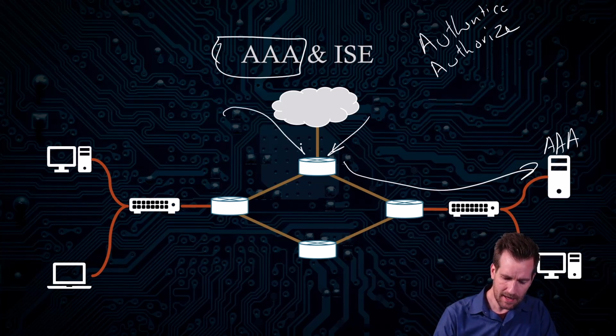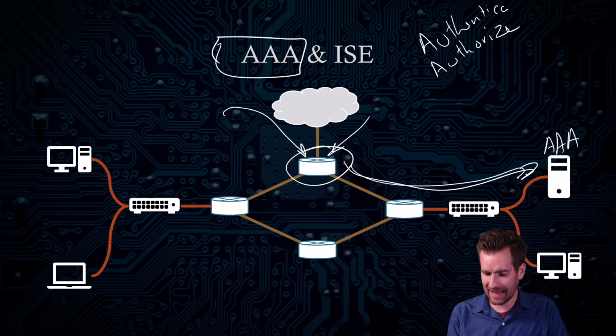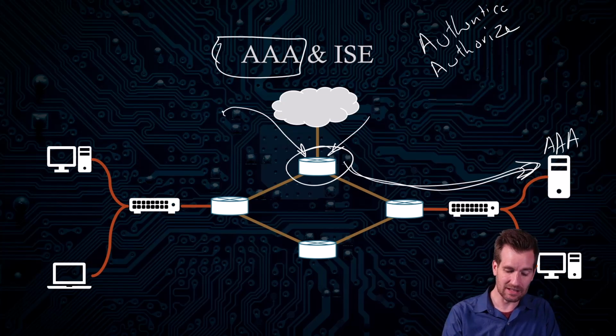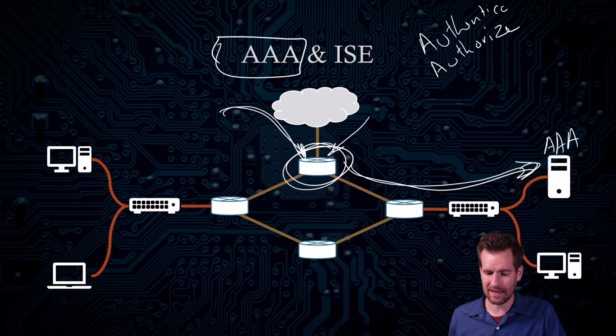So if somebody tries to log on to this device right here, it may go and authenticate them and then say, yes, this is this person's identity. But the second question is, are they authorized to be on this device? Can they be on this device? Do I allow them to get onto that device?